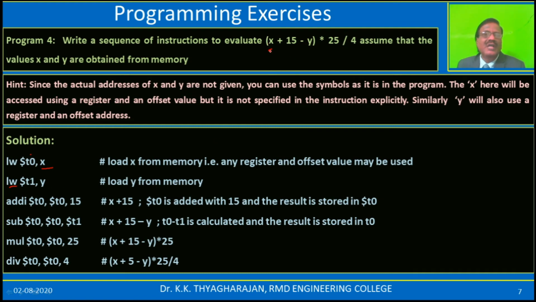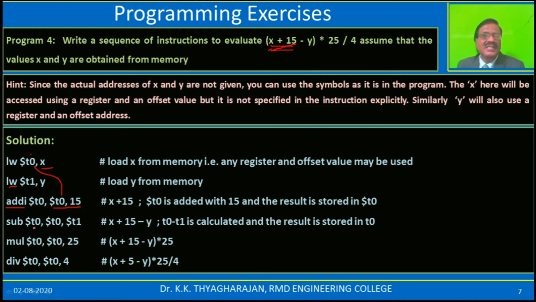Now what we have to do? We have to add 15 with x. So 15 is an immediate data. You have to give the 15 in the instruction itself. So use the add immediate instruction: $t0, comma $t0, comma 15. $t0 has the x value, and 15 is added with that, and the result will be stored in $t0. Now $t0 has x plus 15.